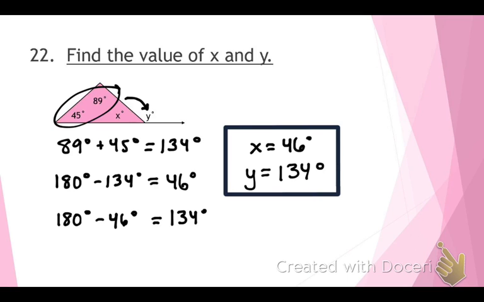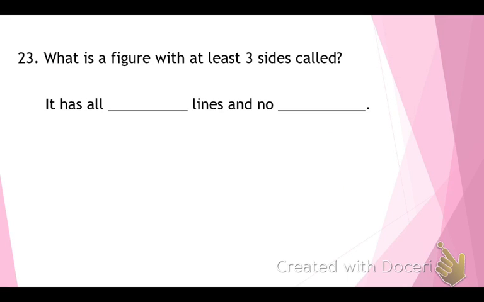Thank you. Next one, pull out your red pen because this is another one of those vocab words that you're going to need to know for your test. Help me out with this one, Jakari. What is a figure with at least 3 sides called?